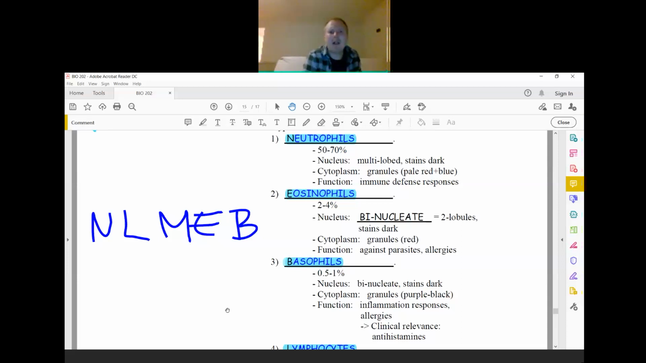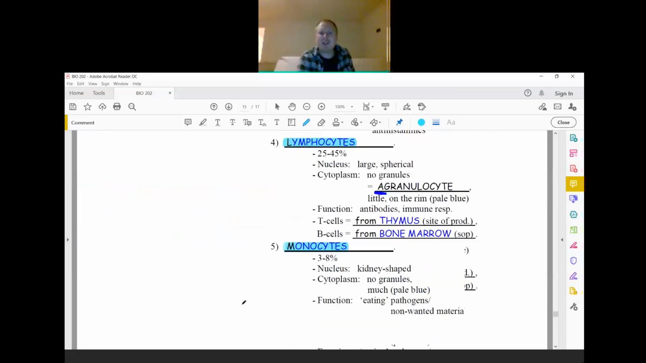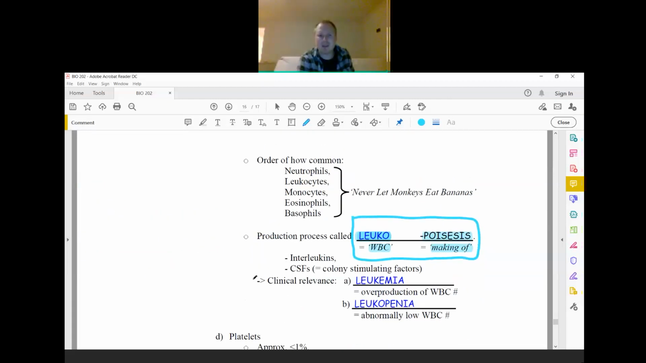You'll notice that I wrote the order of how common these different white blood cells were here. And the order is listed here as neutrophils, lymphocytes, monocytes, eosinophils, and basophils. So I could very well ask in an exam that lists the white blood cells that I'm giving you here a list in the order of how common they are. If you remember the next sentence, it's going to be easy for you to do.